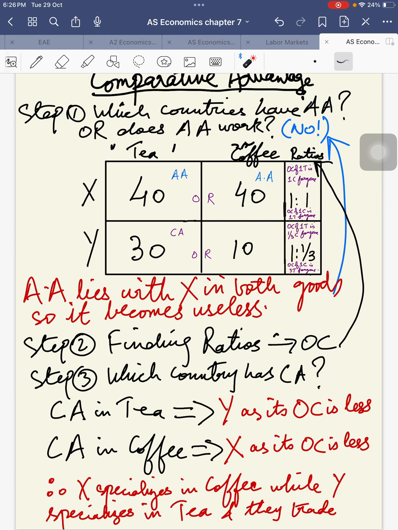forgone. Right? Always remember, if you don't want to obviously calculate this ratio, you have 1:1 here, which is easy, but you have 1:1/3 here. So in order to determine opportunity costs, we need to convert the value into 1. If we want to determine the opportunity cost of coffee, we need to convert this value into 1. How do we do that? We multiply it by 3. And we multiply this by 3.